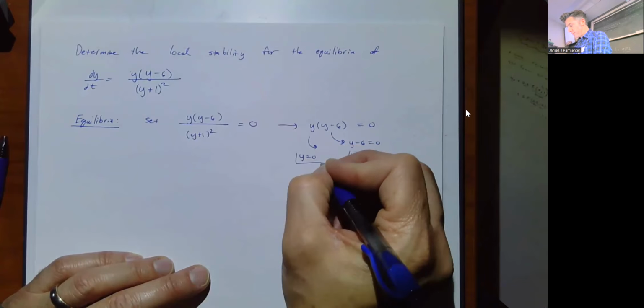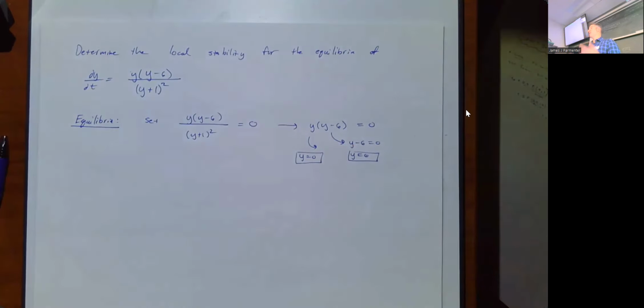y equal to -1 is not an equilibrium here because the derivative would be undefined there, which is definitely not a place where things aren't changing. It's a place where the function's undefined on its own. So certainly not y equal to -1.